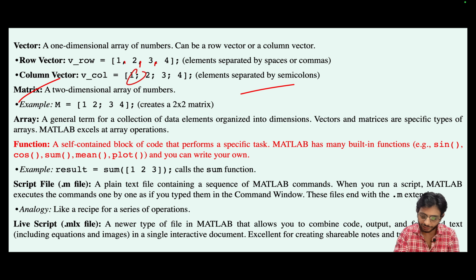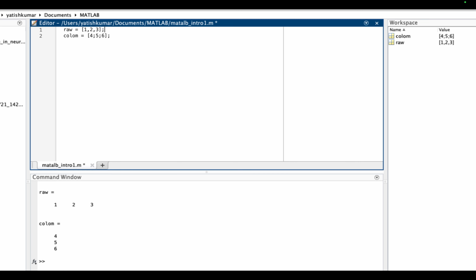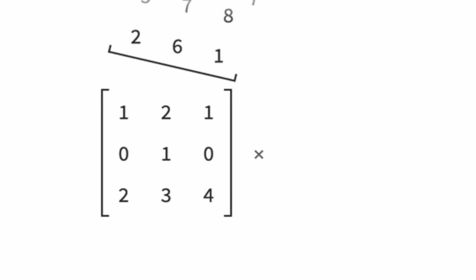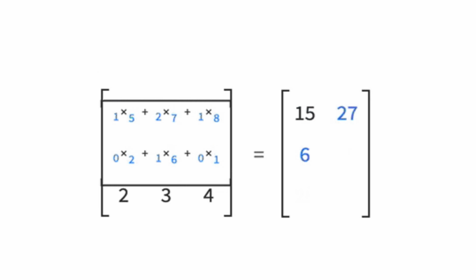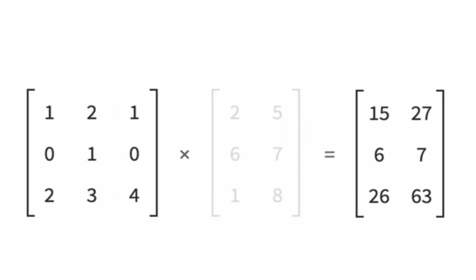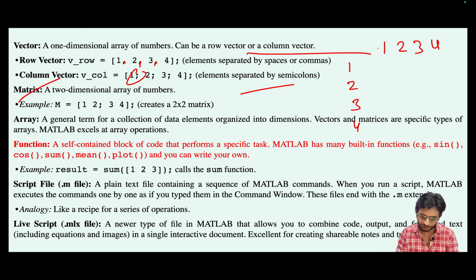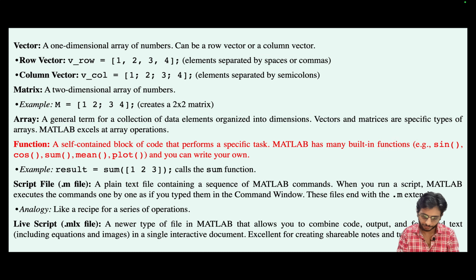Now it will create a vector like this. This one will be created like this. So this is a row vector and this is a column vector. Matrix: a group of vectors can be defined as a matrix, or a two-dimensional array of numbers. Note here we have created a 2 by 2 matrix. How? Like that.